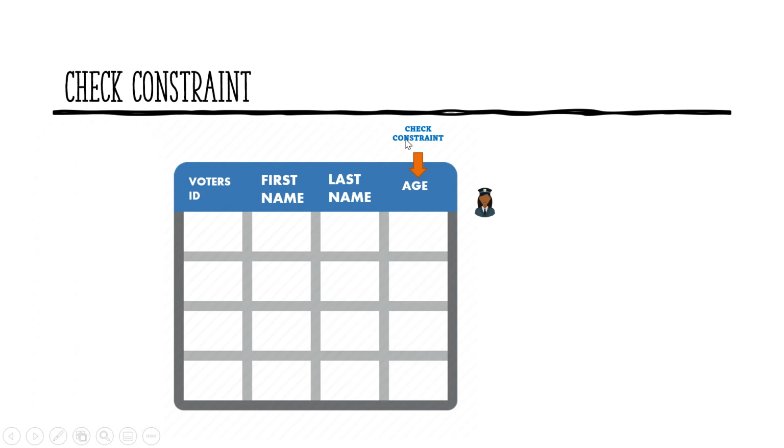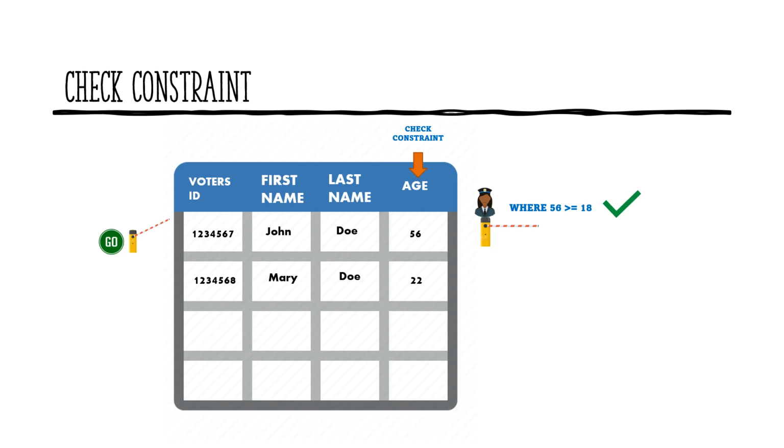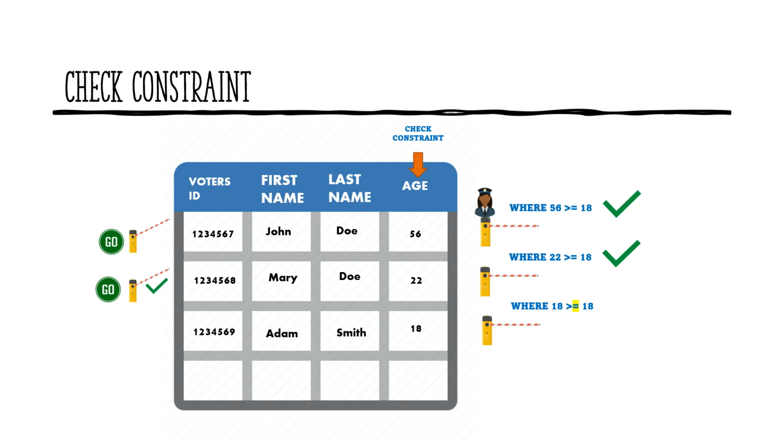So let's take this table and go ahead and see what happens when you define a check constraint on this age column. So for John Doe, we are entering the data for his age as 56, and the check constraint is going to check if age 56 is greater than or equal to 18. Yes, it is, and then that particular row gets inserted. And for Mary Doe, she's 22 and her age is greater than 18, so that particular row gets inserted into our voters table. And for Adam Smith, he's 18, though he's not greater than 18 years, but he is equal to 18, so that row gets inserted successfully.